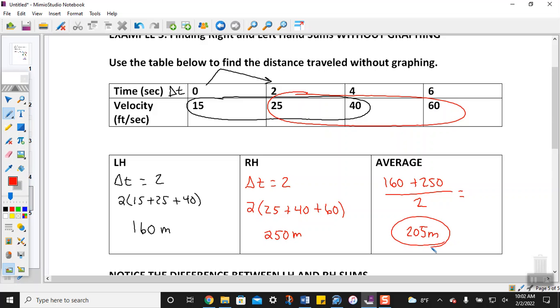Okay, so based on this table, without even graphing, guys, what might be a good approximation for the distance traveled given those velocities every 2 seconds? 205 meters. Okay, kids, just give me a show of hands. How many are with me to this point right here? Okay, I'm going to go ahead and stop now. We'll pick up the last part tomorrow here.